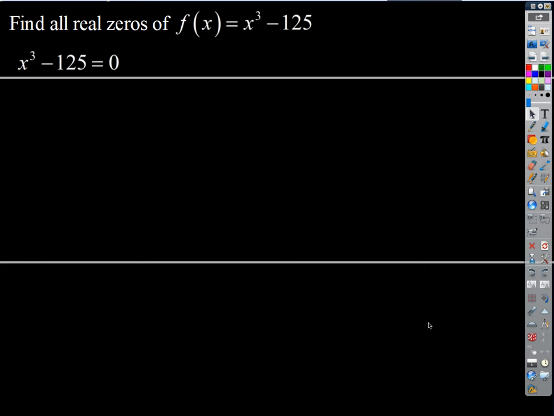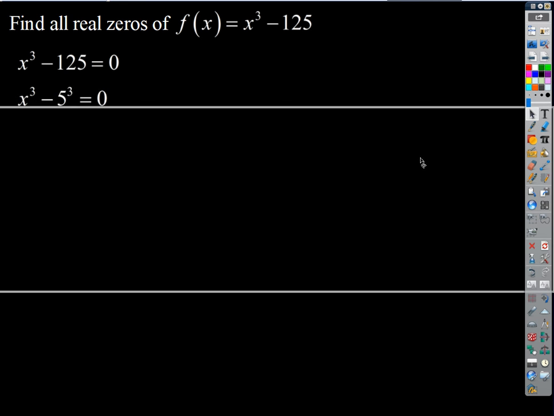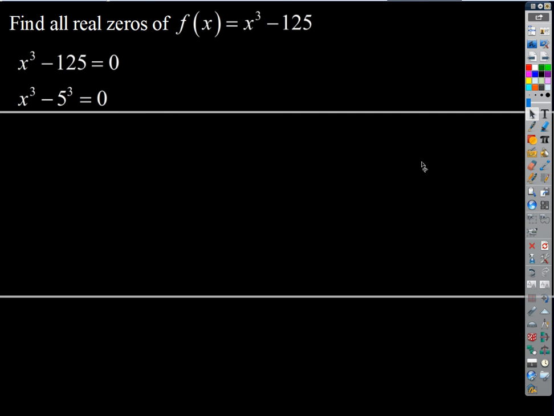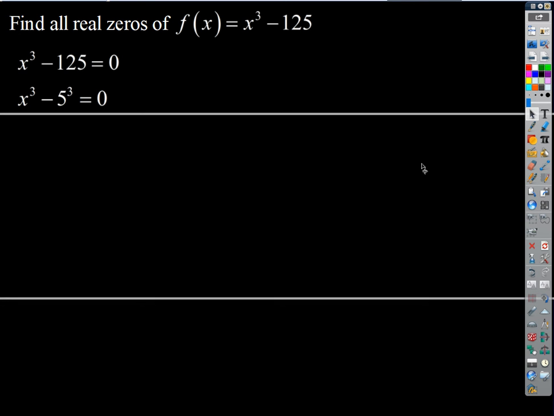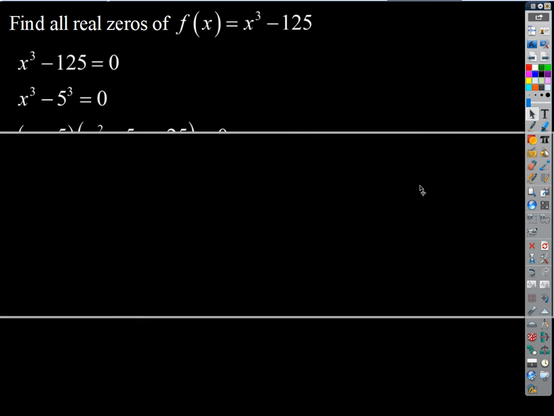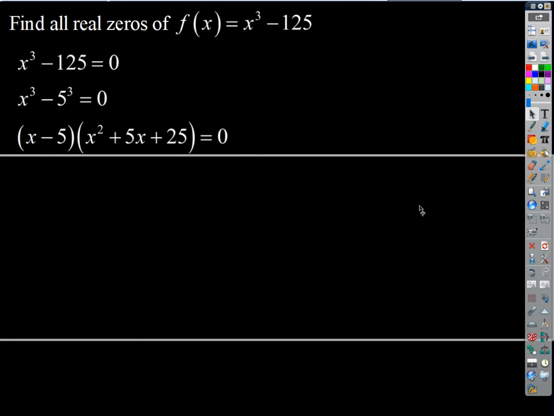If I'm finding real zeros, I could isolate x, but we haven't gotten there yet. That's coming up. For now, what do we do? Difference of cubes. We write it as x cubed minus 5 cubed, and that's a pattern. It factors into the quantity x minus 5 times x squared plus 5x plus 25. Good.